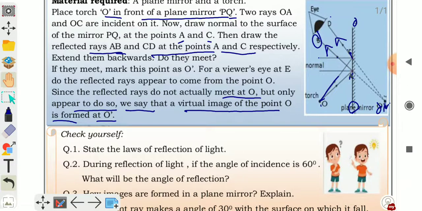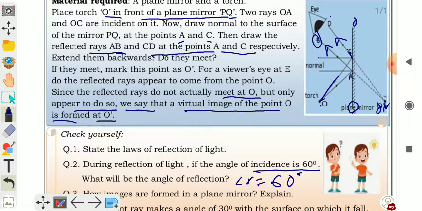Question number 2. During reflection of light, if the angle of incidence is 60 degree, what will be the angle of reflection? You know the angle of incidence is always equal to the angle of reflection. So if the angle of incidence is 60 degree, then angle of reflection will also be 60 degree. So the value of angle R will be 60 degree.